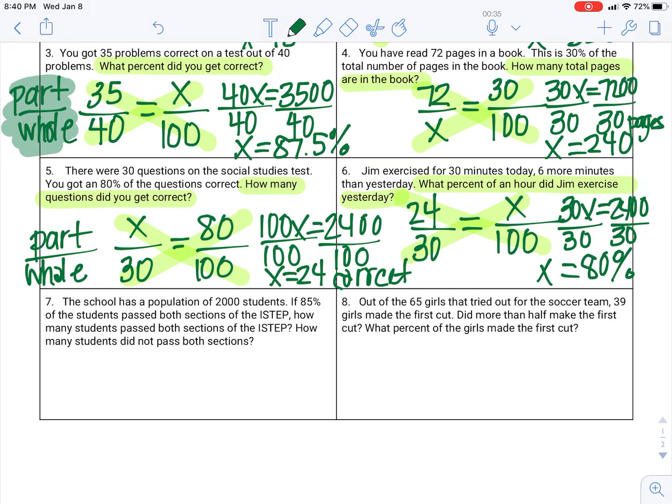The school has a population of 2,000 students. If 85% of those students passed both sections of I-STEP, how many students passed both sections and how many students did not pass both sections? So we're looking for 2 different answers. The one thing that always sticks out to me in these problems is when there's a percent, I automatically see it. And that's always the first thing I want to go put in my problem. And if I notice the question says what percent, it makes me want to go put that x over 100. So it's like I have half my problem automatically there.